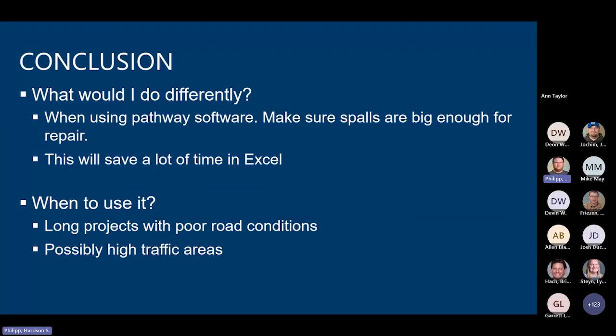Some things I would do differently is, again, make sure we use the software correctly and make sure the spalls are big enough to repair, and then combine spalls that were close together into the 2x2 spall repair. And there is a lot of time spent in Excel, but then again, you can have 2 people work in the winter months on this versus having a survey crew work when it's nice out and they have other activities to do.